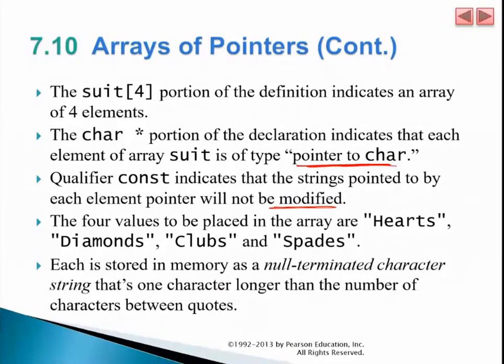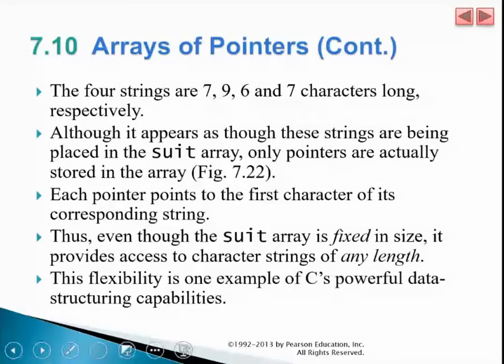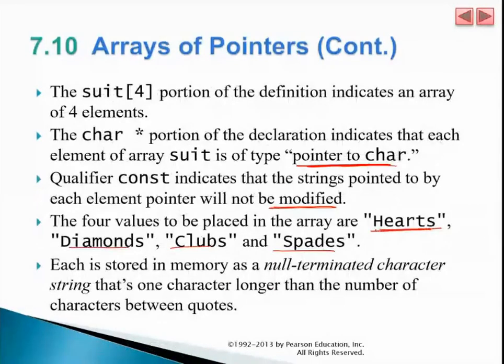The values placed in the array are these 4 values, and each is stored in memory as a null terminated character string. So there is a null terminator after each string. The size of each string is 7, 9, 6 and 7 respectively. This is 6 characters, so the size is 7. The size is 9 here, 6 here and 7 here, something like that.